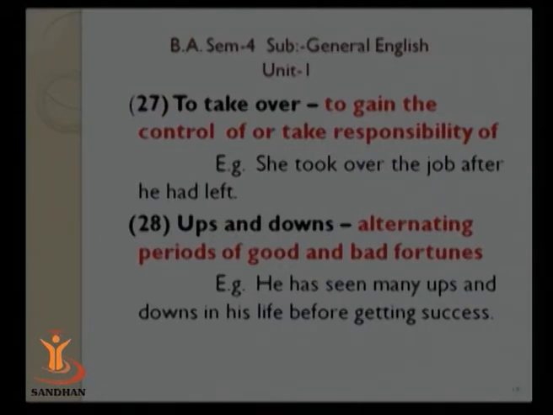Number 28. Ups and downs. Alternating periods of good and bad fortunes. For instance, he has seen many ups and downs in his life before getting success.